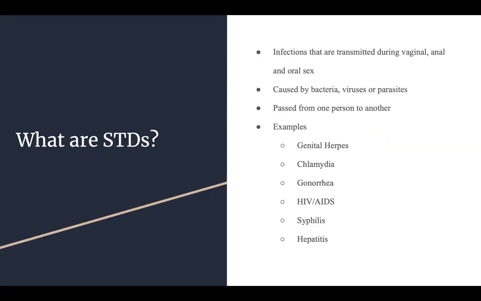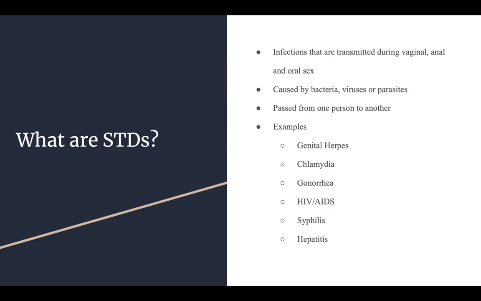So, what are STDs? STDs are infections that are transmitted during vaginal, anal, and oral sex. They can be caused by bacteria, viruses, or parasites, and usually they're passed on from one person to another. There are a lot of forms of STDs out there in the world. Although we're familiar with a huge variety, we also don't have a lot of information on them. STDs can be life endangering, and others have cures.